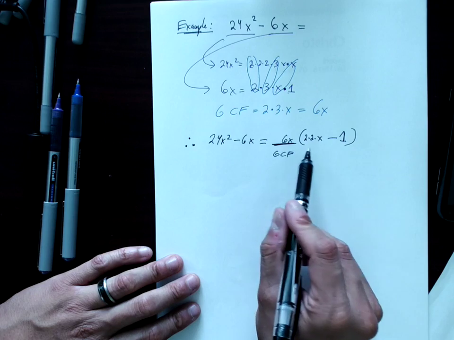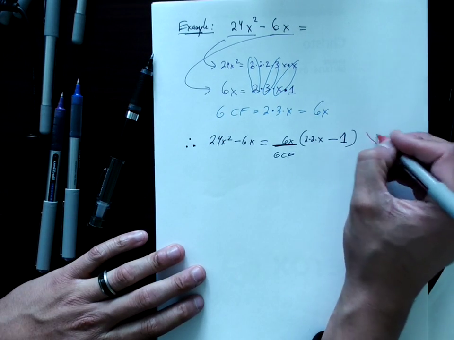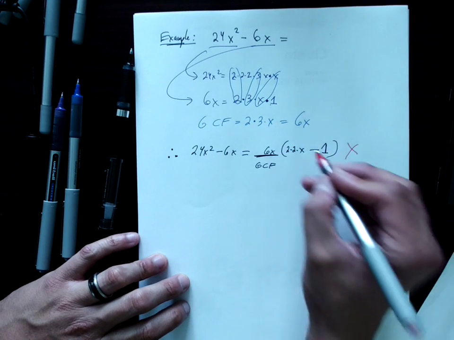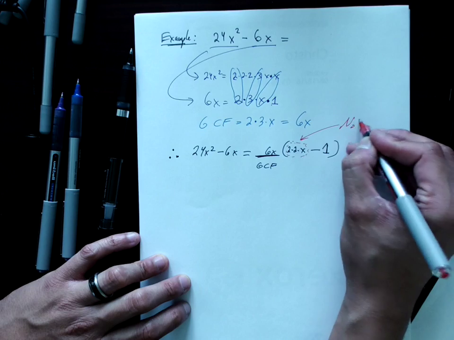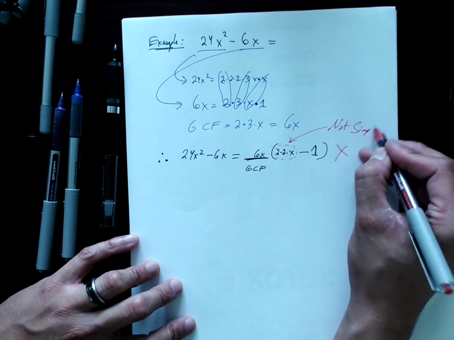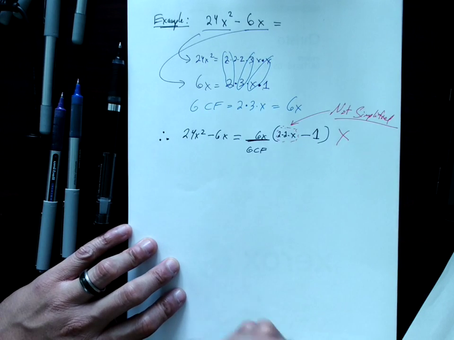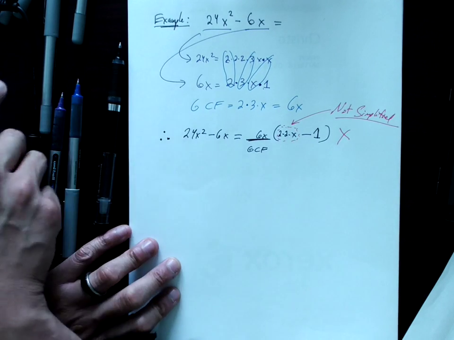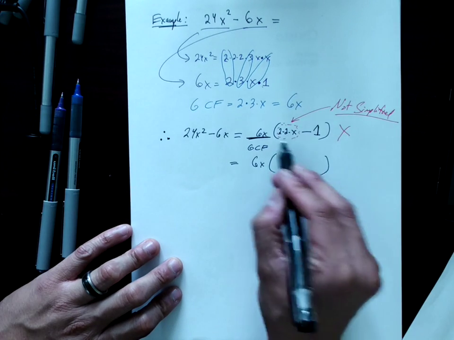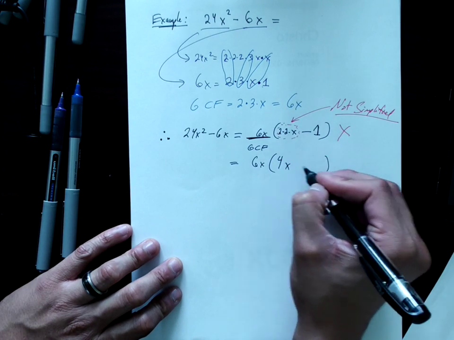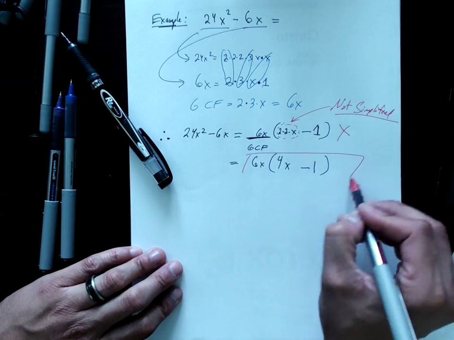And if you notice, this is correct, but incorrect. Why? It's not simplified. This term over here is not simplified. So what do we do to simplify this one? We get 6x times 4x minus 1. And this is our final answer here.